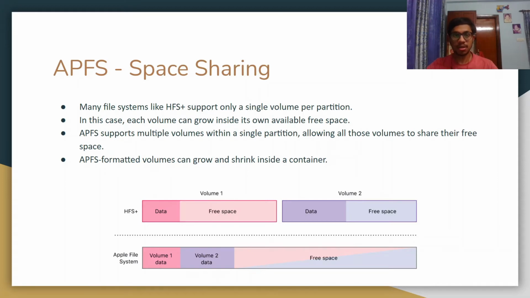Space sharing. Many file systems like HFS Plus support only a single volume per partition. So in the case of HFS Plus, the data can grow only inside its volume. However, in the case of APFS, there could be multiple volumes inside a single container. So all those volumes share their free space. APFS volumes can grow and shrink inside a container. So let's say if I want to add more data to volume 1, then we can increase its size in this free space.